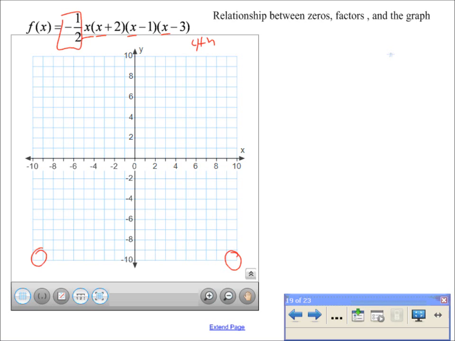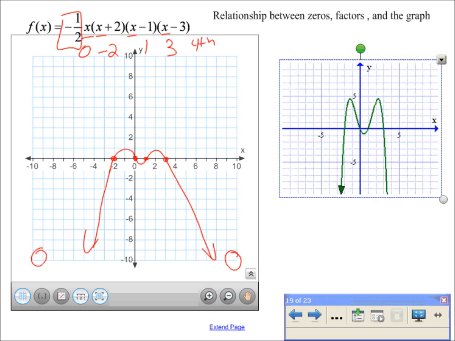Our zeros are 0, negative 2, positive 1, and positive 3. So it's going to come up and kind of do that. And notice I didn't find any other points. If we really wanted to make the graph truly accurate, we would find more things. But in this unit, we're just trying to get a rough estimate of what the graph would look like. And here is a better picture of it. I didn't make my loops big enough, but the general shape is still there.